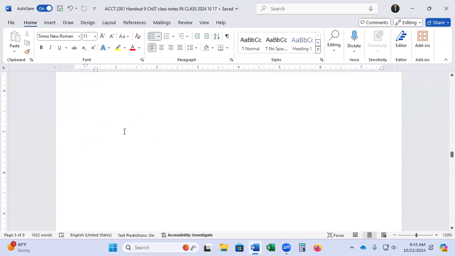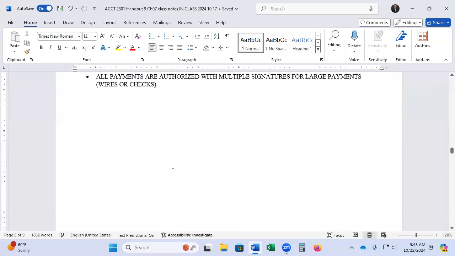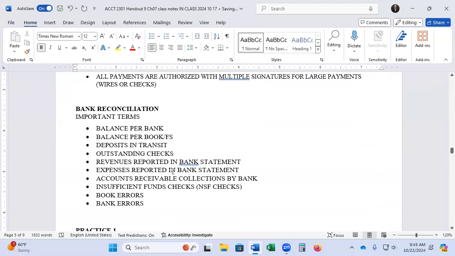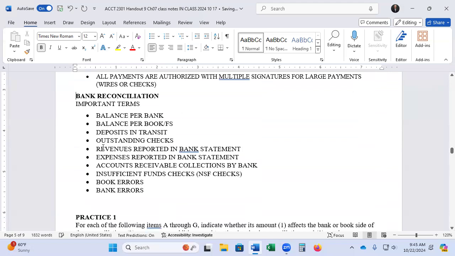Okay, so we're getting into arguably the most important aspect of controlling cash and its bank reconciliations. Now, back in the old days, you didn't know what you had in the bank until the bank sent you a statement. Now, of course, we can check on a daily basis, but most of the time, accountants aren't sitting there looking at what's going in and out of the bank transactions.